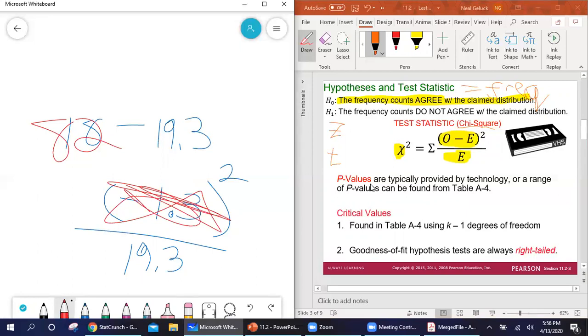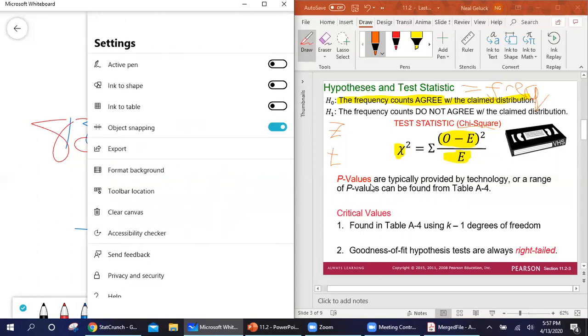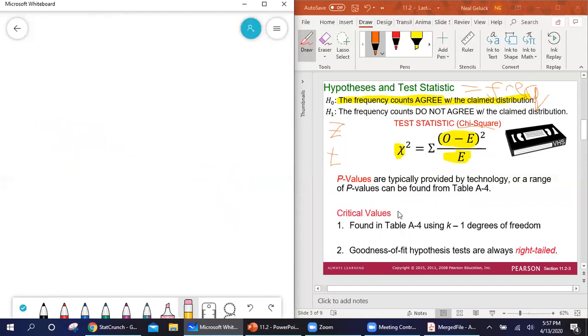P-values, we cannot find by hand. We have to use StatCrunch to get exact p-values, and I will show you how to do that as well in these notes. We will be focusing, though, also on critical values, which we did a little bit back in chapter 8. We're going to use degrees of freedom. The degrees of freedom are based off of the number of categories. So that's that K. On that first problem, we had 6 categories, so the degrees of freedom would have been 5.